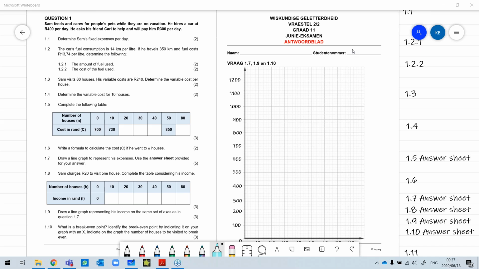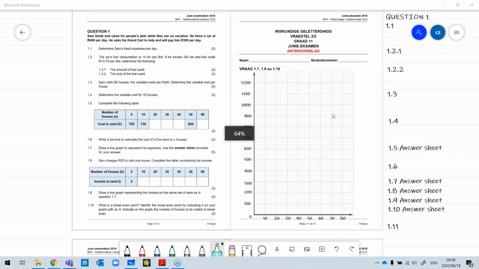Sam feeds and cares for people's pets while they are on vacation. He hires a car at 400 Rand per day. He asks his friend Carl to help him and will pay him 300 Rand per day. Question 1.1. Determine Sam's fixed expenses per day.